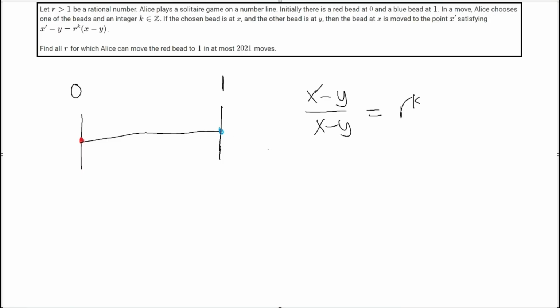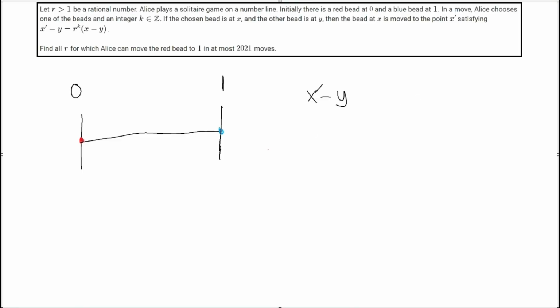So for instance, we could move the blue bead to 1 over r so that the distance is 1 over r. Or we could move the red bead to 1 minus 1 over r over here, so that the distance is 1 over r as well.